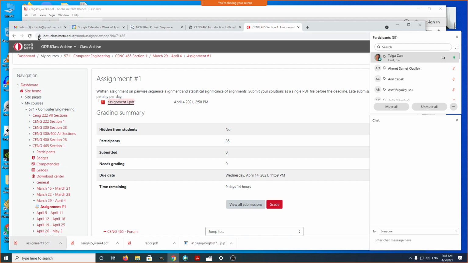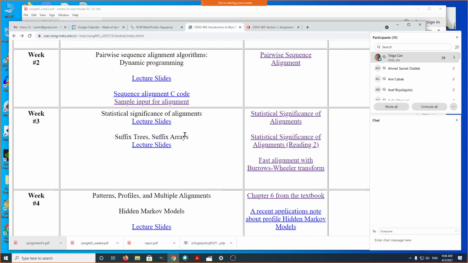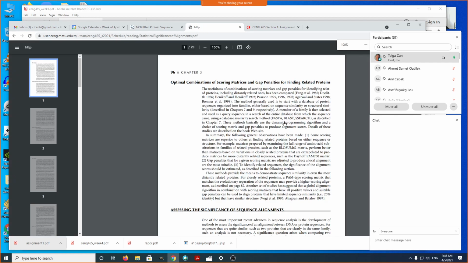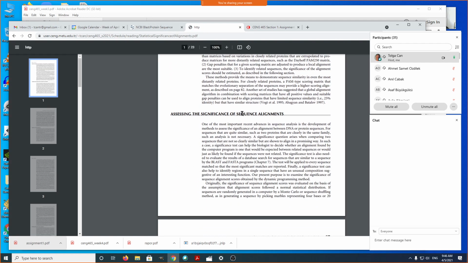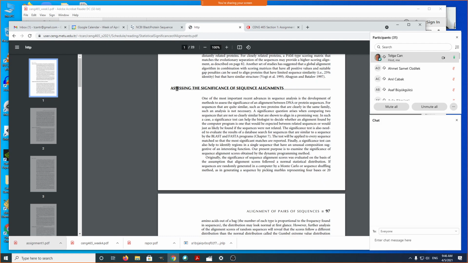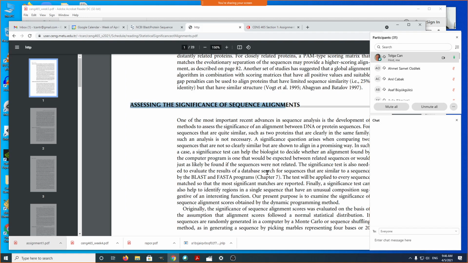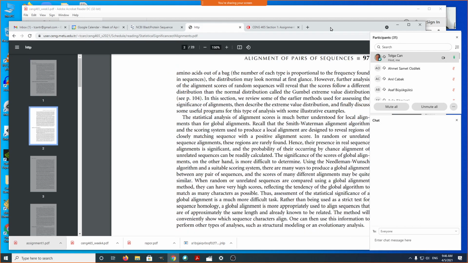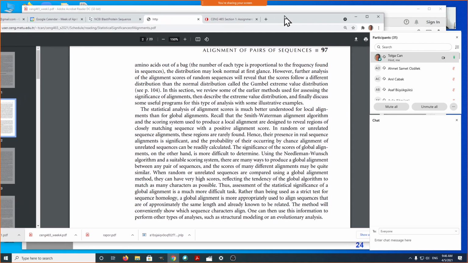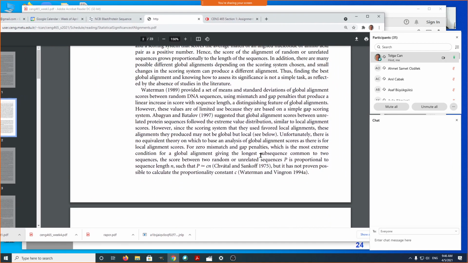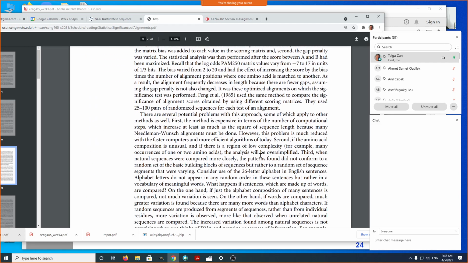Okay, so today the plan is to go over the statistical significance of alignments and finish it. There are really nice additional readings about this, and this one on the course website, Statistical Significance of Alignments, Chapter 3 from a reference book. So assessing the significance of sequence alignments, I suggest you read this. It provides a nice historical background too on how researchers developed these formulas.